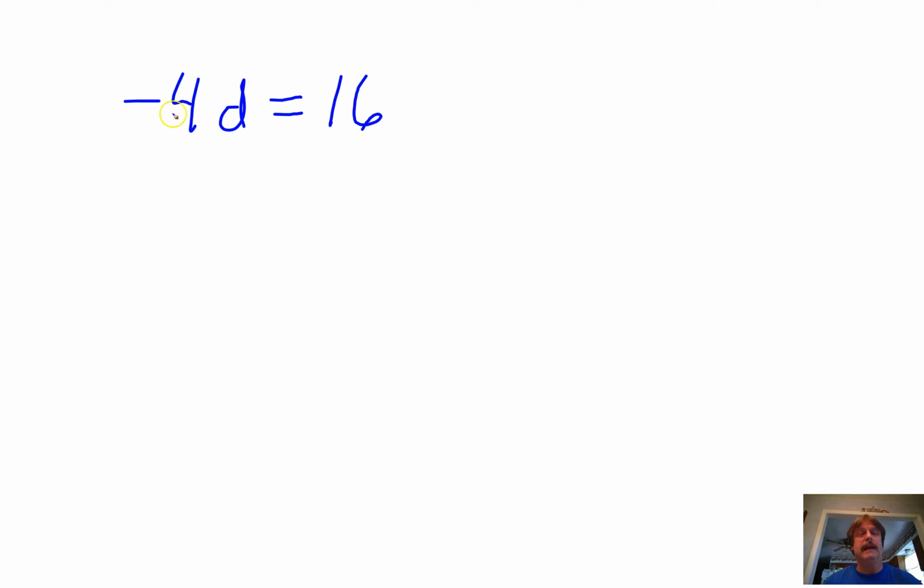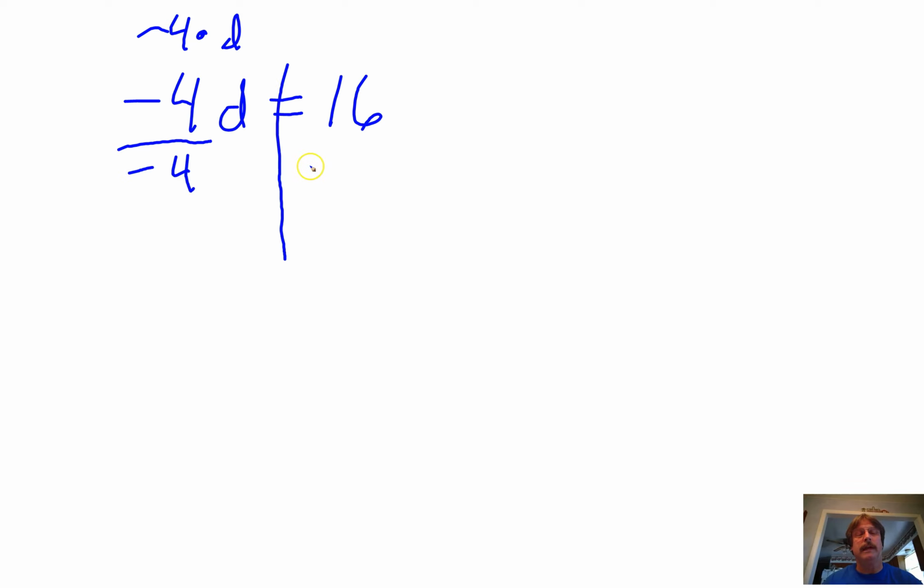So let's look at negative 4d equals 16. Remember, we're still doing one-step equations, so it's just one step. So this is a coefficient. Now, if you remember, this is really negative 4 times d. So what's the opposite of multiplication? That's right, it's division. So I have to divide negative 4 by negative 4.